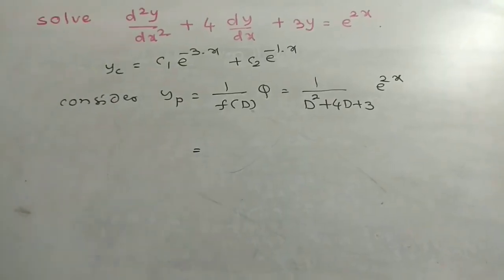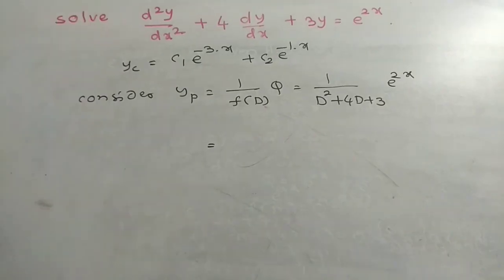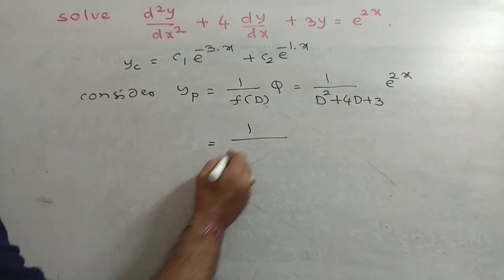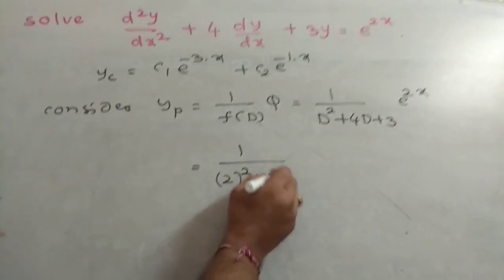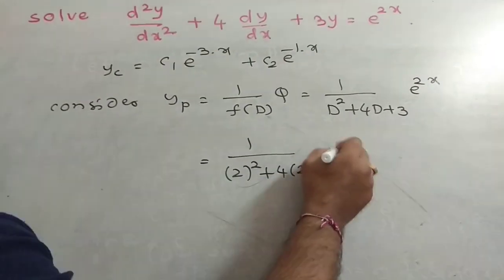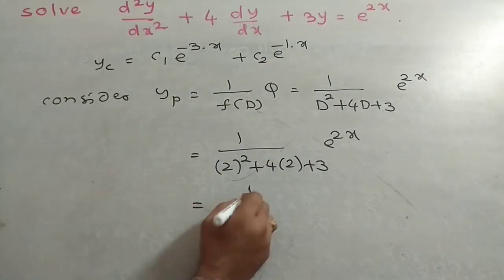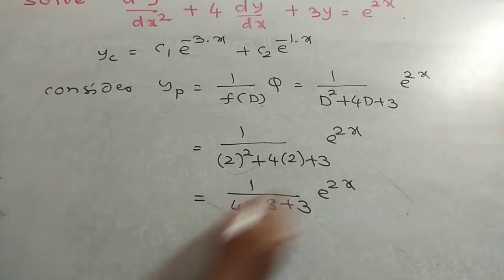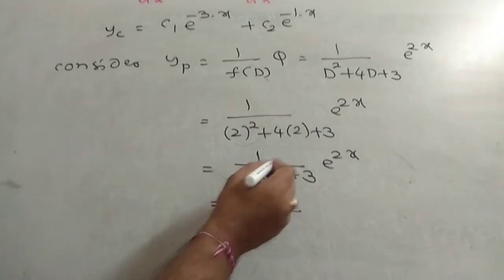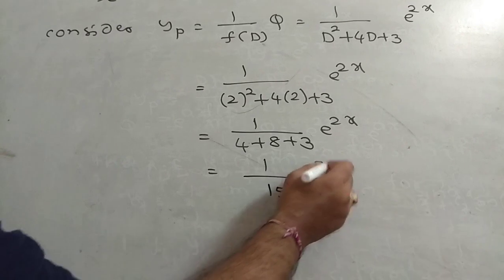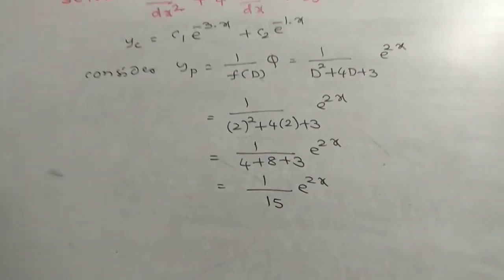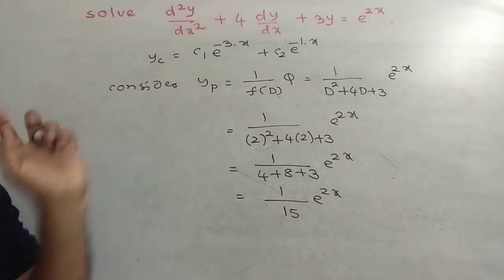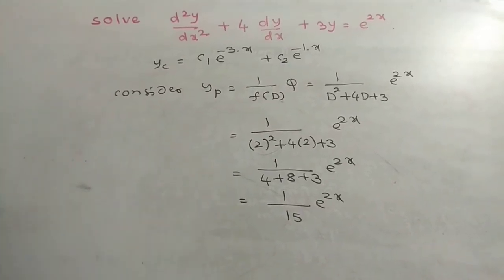Now what is your procedure? D is replaced by the a value. What is the a value? 2. So directly substitute here. 1 divided by 2 square plus 4 into 2 plus 3, with e power 2x as it is. It is equal to 1 divided by 4 plus 8 plus 3, e power 2x. So 1 divided by 12 plus 3, which is 15, e power 2x. So this is very easy. D is replaced by the a value when f of a is not equal to 0. If it is equal to 0, we will take another problem.